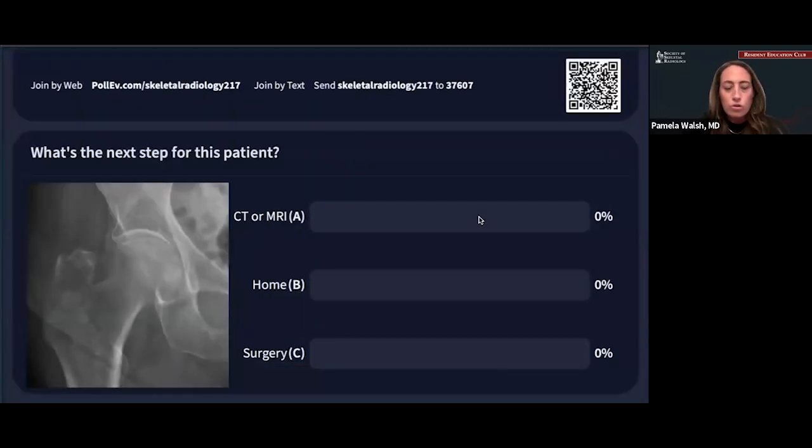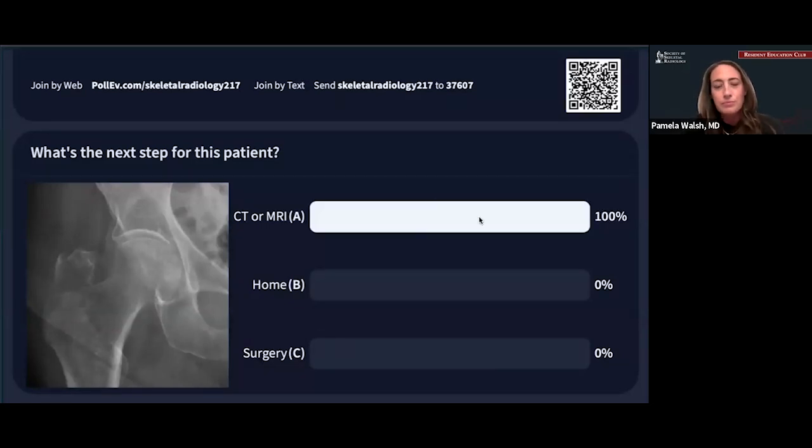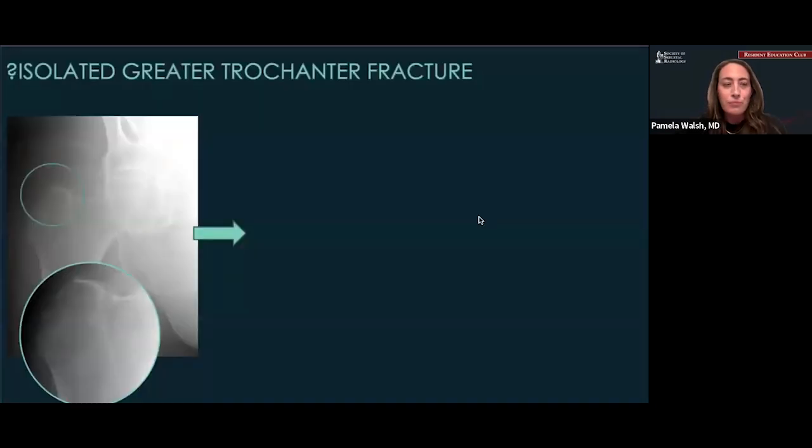So say we see this greater troch fracture, what's the next step for the patient? Okay, good. All right. So let's take a look why cross-sectional imaging is a good idea in this scenario.